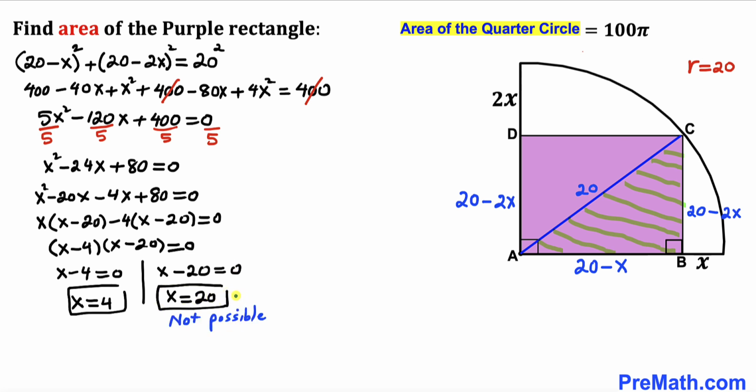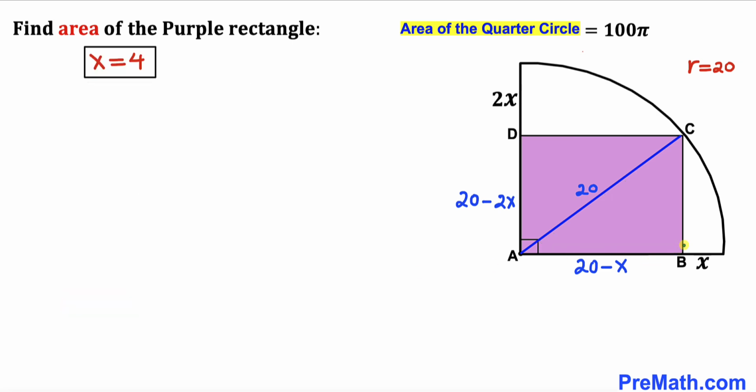And now we can see that x equals 20 is not possible. As you can see, this is a tiny segment. So therefore we are going to reject this x equals 20 value, and we are going to accept x equal to 4. So thus this x length turns out to be 4, and this vertical segment length is going to be 8 units.